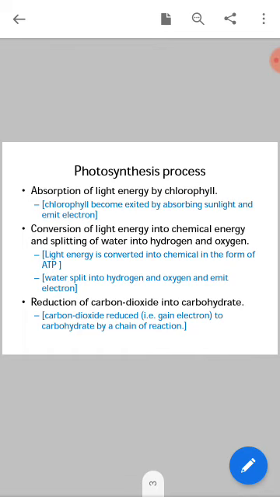And the splitting of water into oxygen and hydrogen, in this process sunlight is required, so we can say that oxidation of water, or the splitting of water into hydrogen and oxygen, is a light reaction.